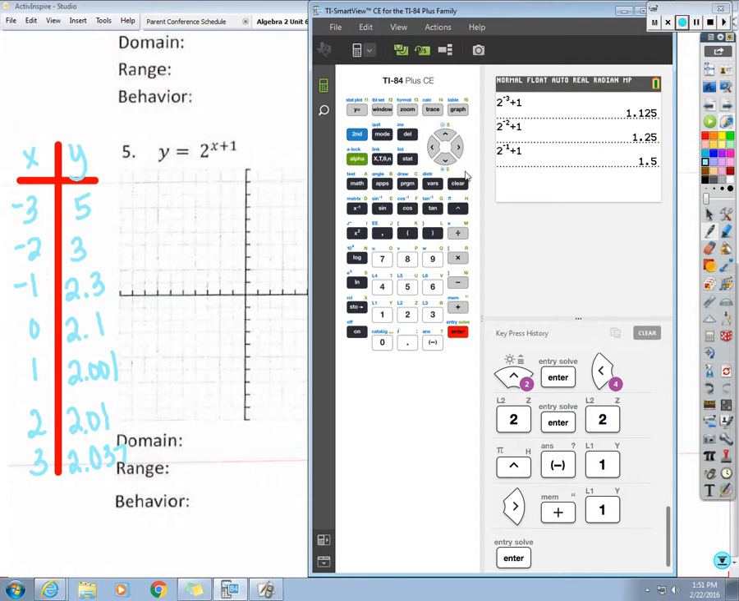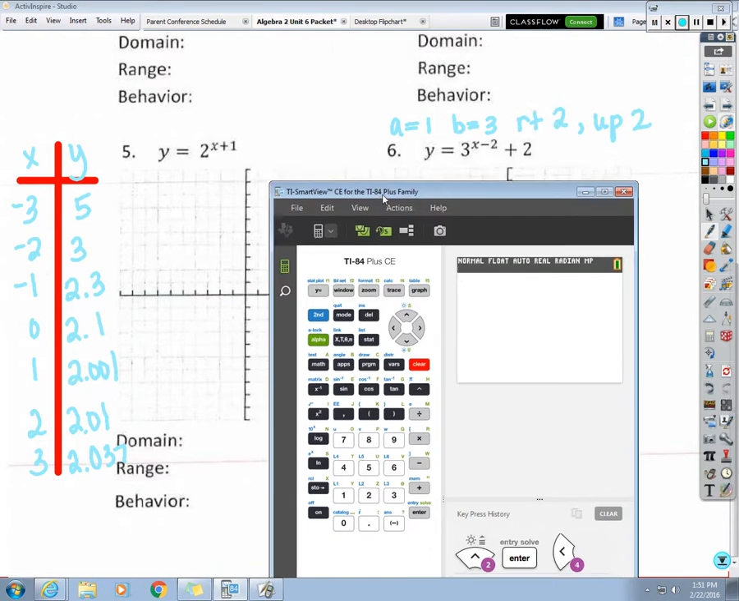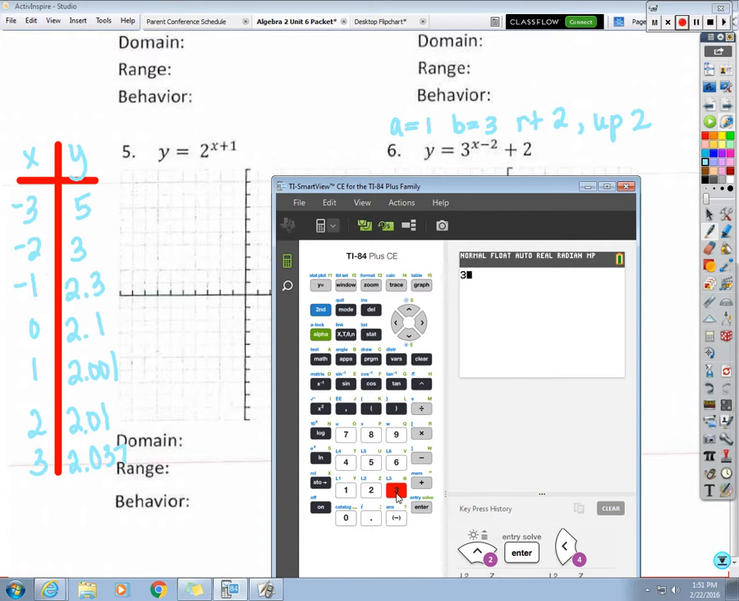I'm about to check them because it feels weird from what we're doing today. Okay, so 3 raised to the negative 3 minus 2. Oh, so look, the minus 2 has to be up there with the exponent. Then plus 2. So this should be 2.004.